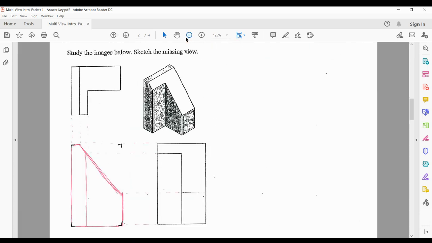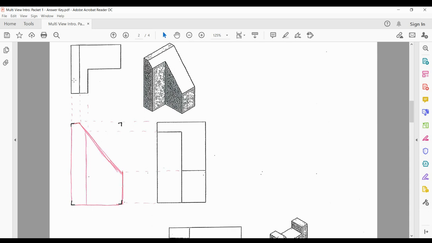Our first sketch that we have here, they're wanting you to draw the front view of this object. So they give you the top. Again, notice that the back of the top view is lined up with the back of the front view. The top of the front view is lined up with the top of the right view, and so on and so forth. All these lines here are all lined up accordingly.